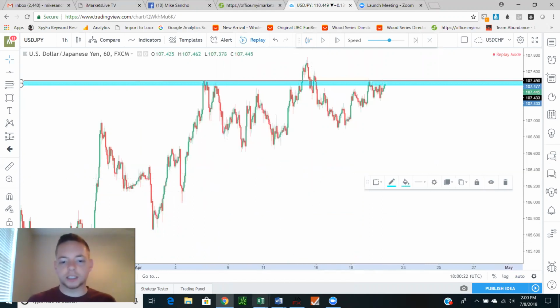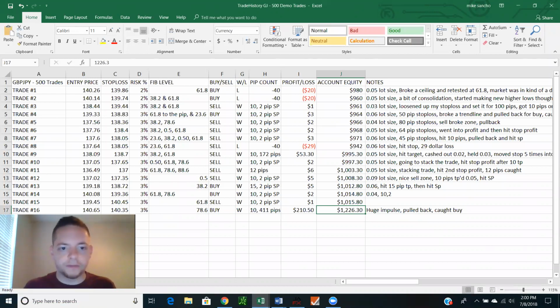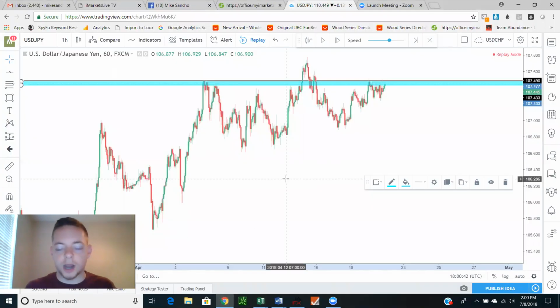All right, check this out, guys. This is the spreadsheet that I would use. I'd just put entry, stop loss, risk percent, fib level, buy, sell, win, loss, pip count, profit, loss count, equity, and maybe some notes on the trade, just a brief record of your trades.